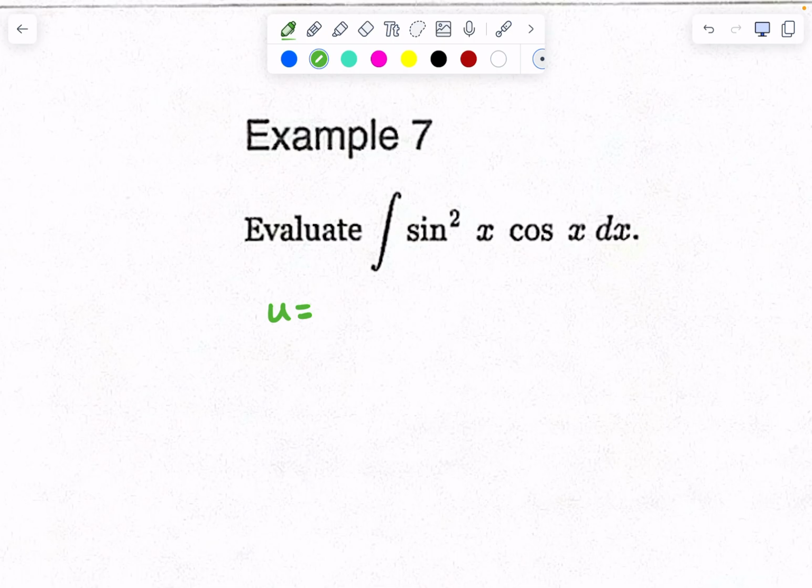How do we set u? U equal to x? Isn't it... no, that's not it. Wait, can we do u is sine squared x cosine x? There's no plus sign in between them, so we can't just do the two things separately. So is the cosine the u?